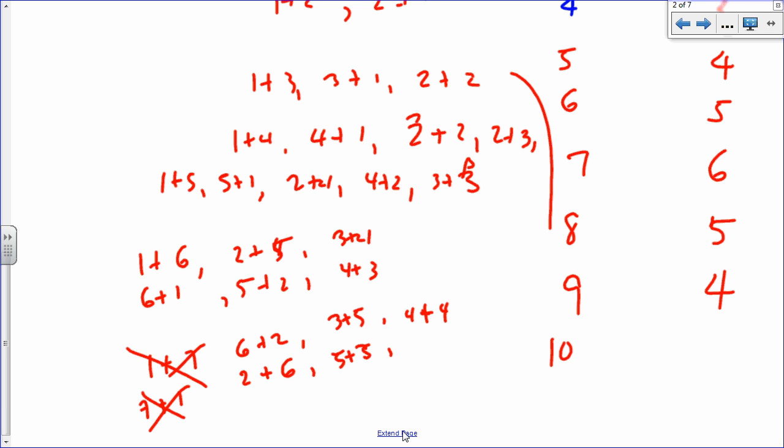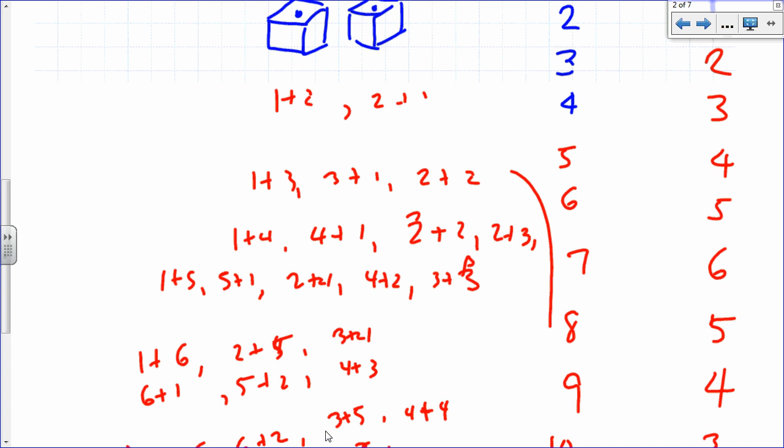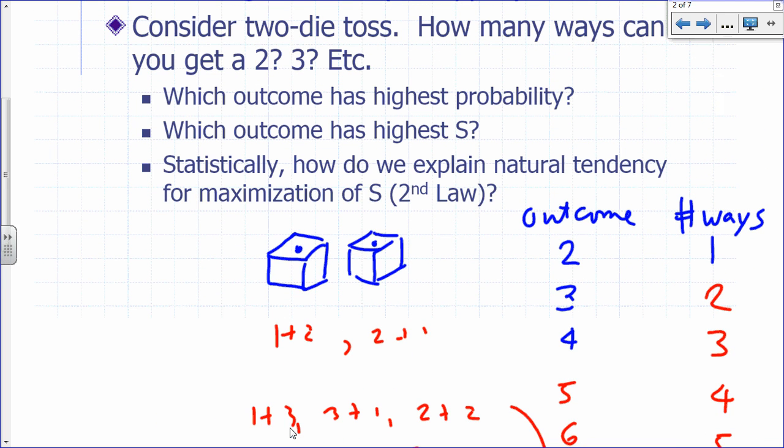A 10, 3 ways. An 11, how many ways can you get an 11? 2 ways. 5 plus 6 and 6 plus 5. How many ways can you get a 12? That's 1 way. All right. So, if you are going to make a bet on a two-die toss, what's your best bet? 7. That's why it's called lucky 7. Now, the most probable outcome is a 7, right? So we say that that's the outcome that has the highest entropy.